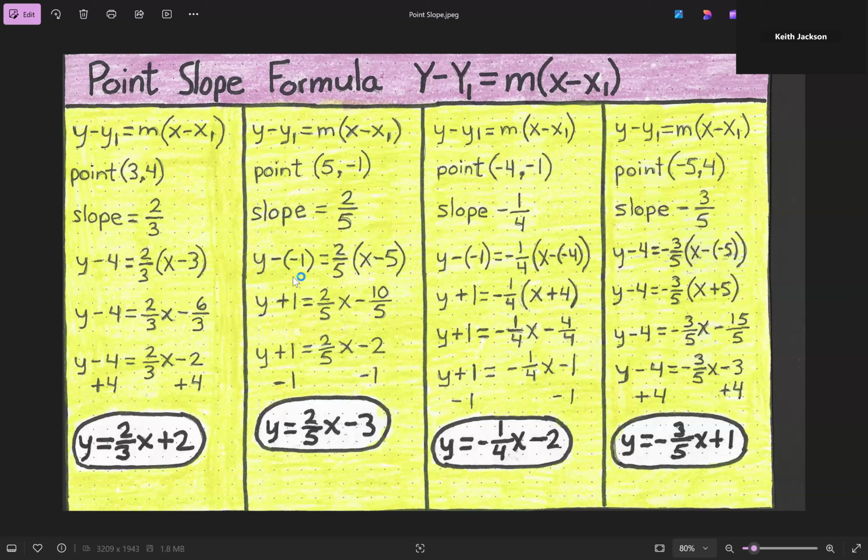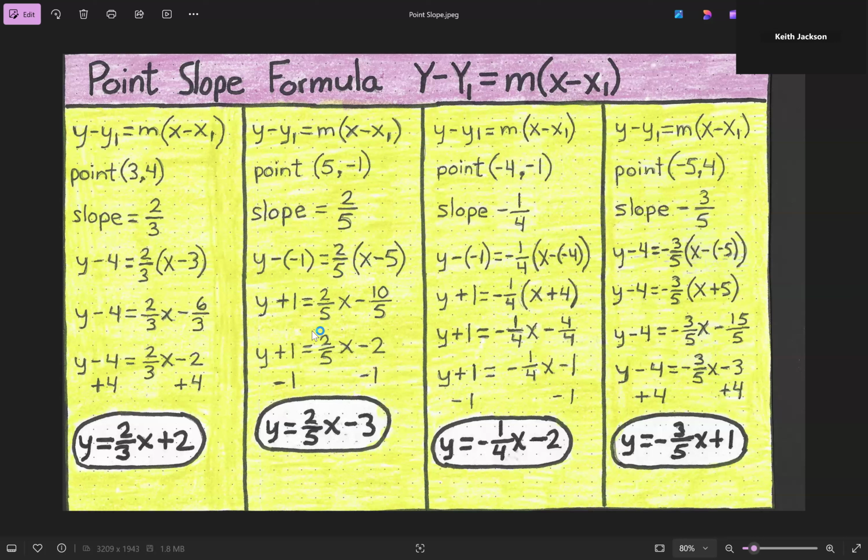When we do that, we know that the double negative is going to turn into y plus 1 is equal to, and now we're going to distribute, I should say, let us distribute that first. We have 2/5 times the quantity of x minus 5. When we distribute that, we have 2x minus 10 over 5. Now we can go back to our plus 1.